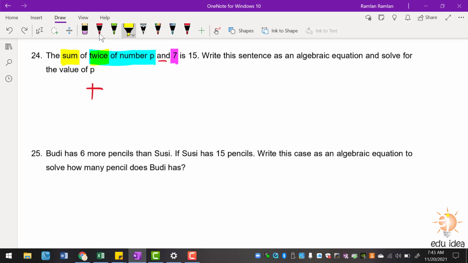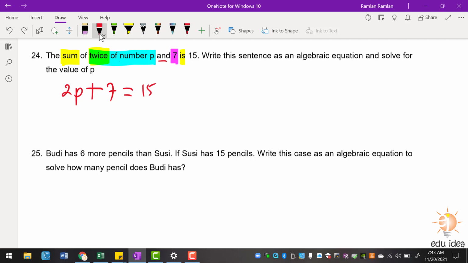So I can write down this one here. Twice means multiply by 2. What are you multiplying by 2? It's the p. So which means that I can write that first part as 2p. And then we say and 7, so it's and 7. And then this one here, in a mathematical form, is represented by the equal sign. Equals 15, because it's equal to 15.